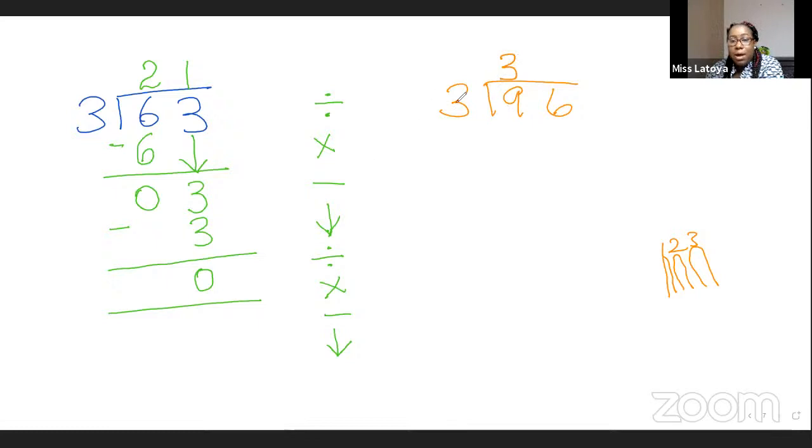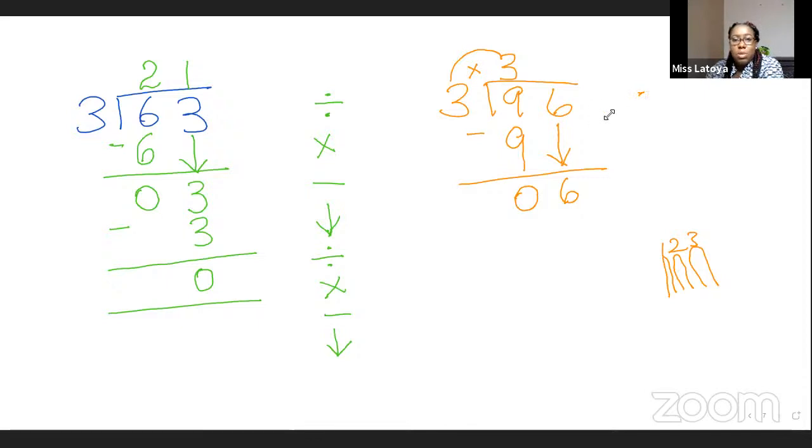What is the next step? After dividing, I multiply. 3 3s are 9. After I subtract, 9 take away 9 is going to give me 0. What is the next step? The next step is to bring down. Bring down what? Bring down my 6. What is the next step? After bringing down, I need to divide again.